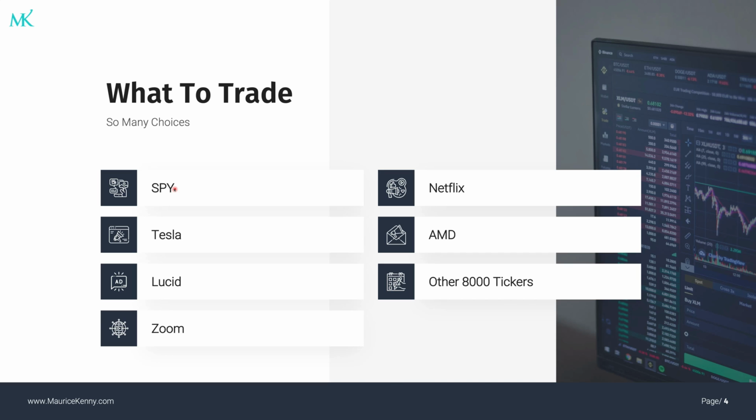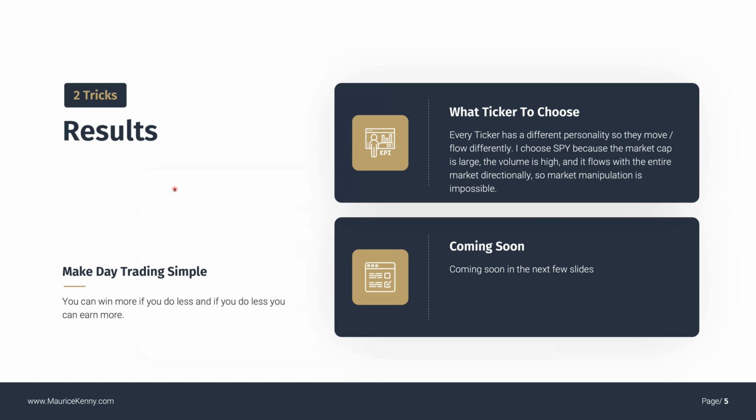If you see it going up, you already know it's going up, and you only have to flip to another screen to watch all 8,000 other tickers. It just makes so much more sense. And after a while, you'll get to learn its actual personality because every ticker has a different personality, as they flow and move differently.